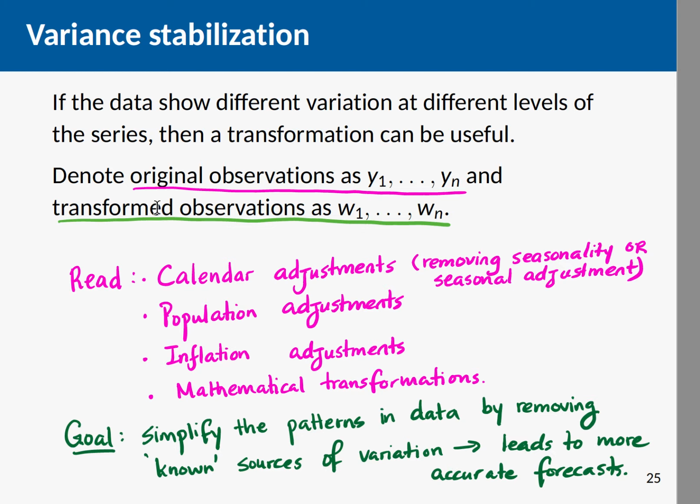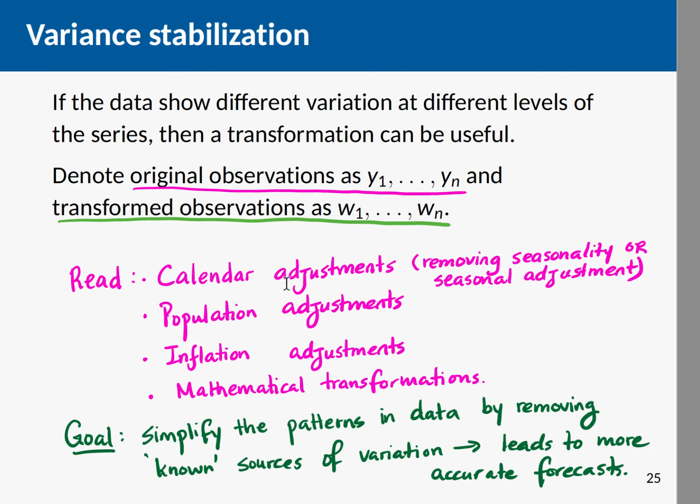So we are going to have some original observations denoted by y, so y1 through yn or yt, and then we're going to use some kind of transformation on that, and we're going to call that w, which is the transformed time series. Now it might be useful for you to try and read some of the sections on different types of adjustments and transformations that we can do with time series.